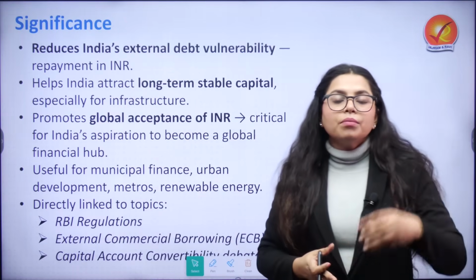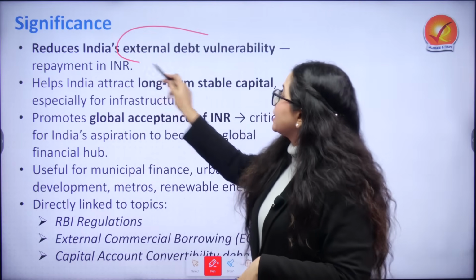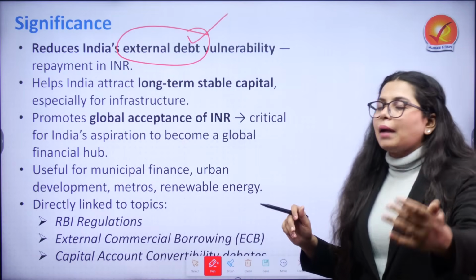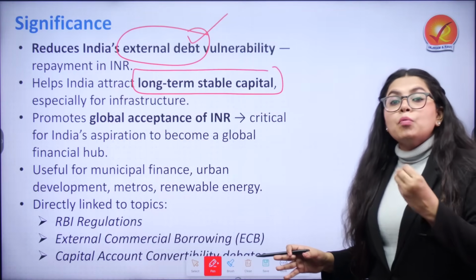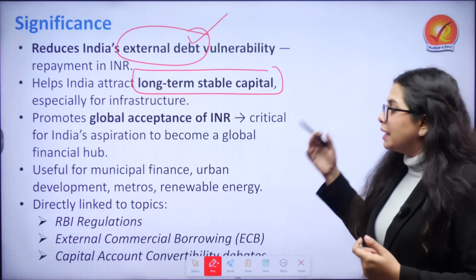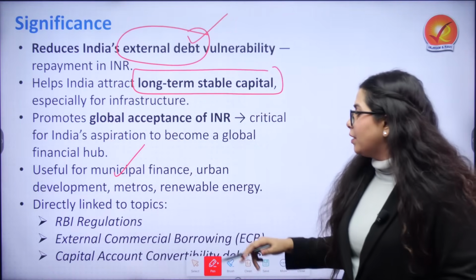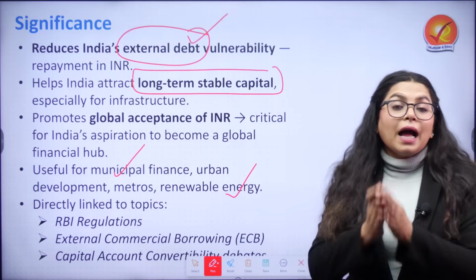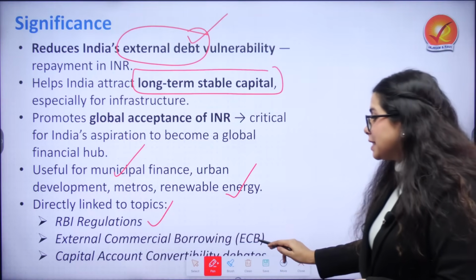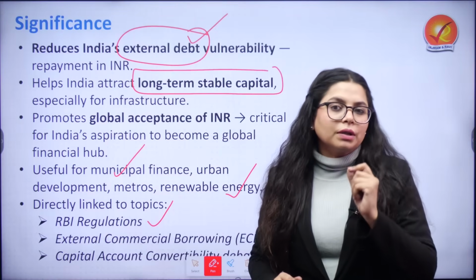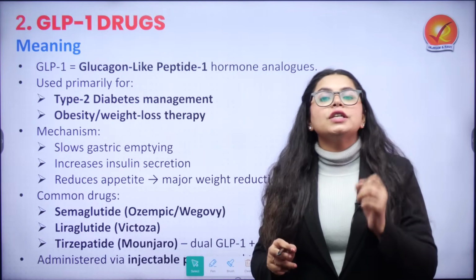becomes important because this particular instrument helps in reducing India's external debt vulnerability because payment happens in rupees. It helps in attracting long-term stable capital. It promotes INR, that is rupees, as an international currency, and it is also useful for municipal finance, urban development, renewable energy, etc. And as I said, from the perspective of exam, masala bonds is directly related to RBI regulations, ECB, and capital account convertibility as well. Now on this note, moving to the next term that is in news today, that is GLP-1 drugs.